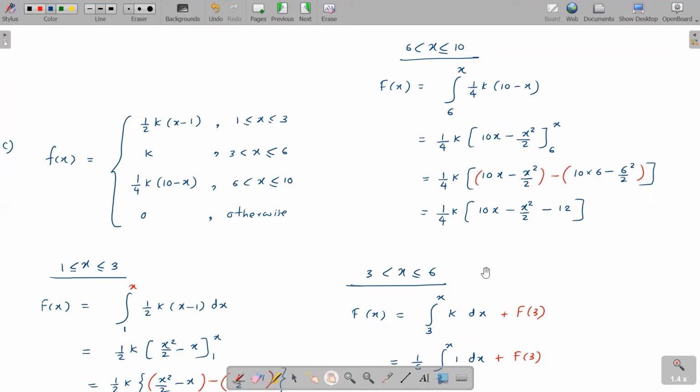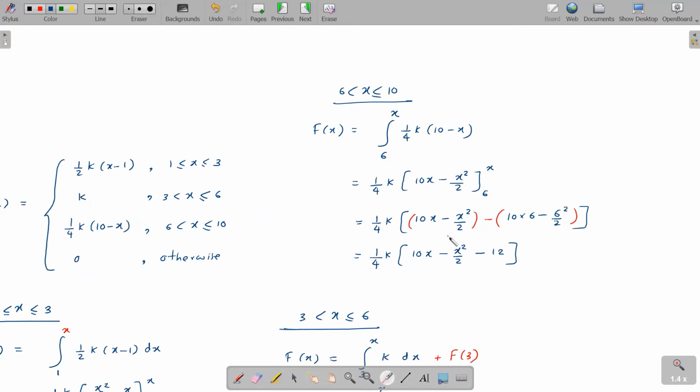Okay, we are not done with this yet. Why? Now, when you use the x value here, take any x value between 6 and 10. So let's say 8. What happens if x is 8 here? This value is wrong. Can you tell me the correct answer?